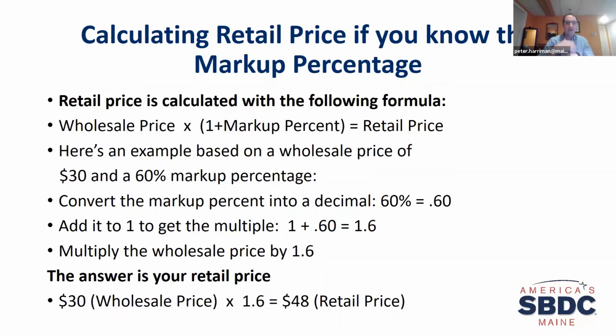So here's an example. If there's a wholesale price of $30 and a 60% markup percentage, we'd convert the markup to a decimal, add it to 1 to get the multiple of 1.6, and multiply the wholesale price by 1.6. So your retail price would be $48 on a $30 wholesale price. Again, this is how the terms come in. If someone's asking you what your markup percentage is, if you're looking at wholesale to retail, you can say, if I'm selling at 30 wholesale, my markup percentage is 60%, which means it'll be a $48 retail price.